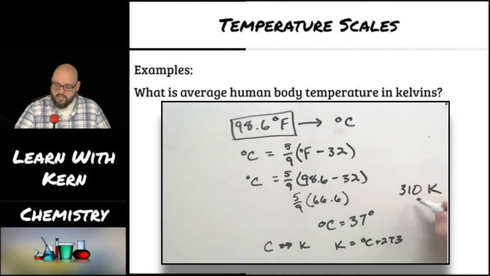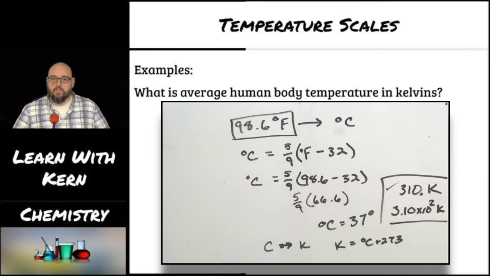So in order to get 3, I'm going to need to put a decimal there to make that 0 significant, or I could do 3.10 times 10 to the 2 kelvins. I can either put a decimal here, which is probably the easier way to do it, or put it in scientific notation. But that is my answer for the average human body temperature in kelvins.